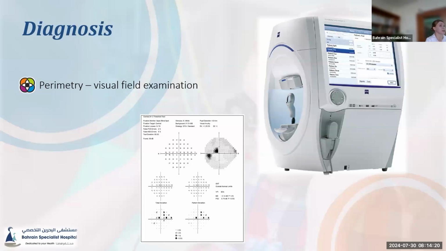Perimetry helps us to understand if there are any lesions along the pathways that may affect the visual field, for example, a lesion near the chiasma or in the pathways in the brain. And after doing all these previously mentioned examinations, we will make a concrete diagnosis and can make a treatment plan.